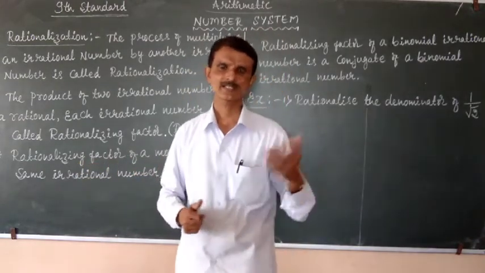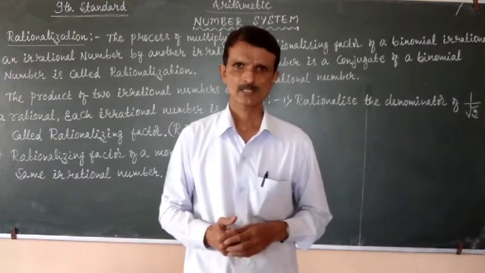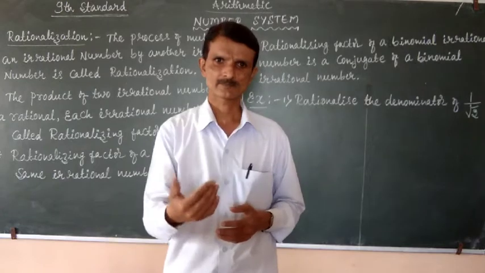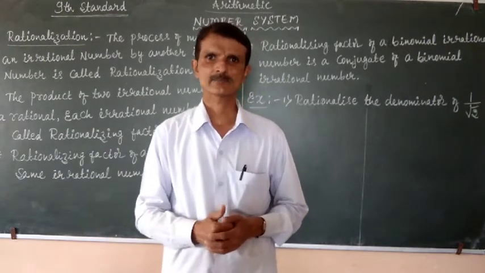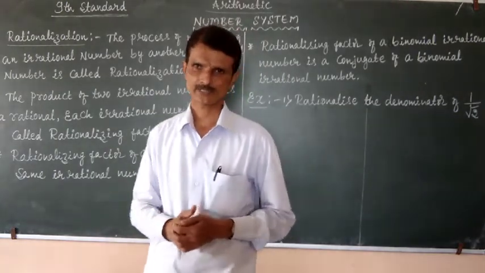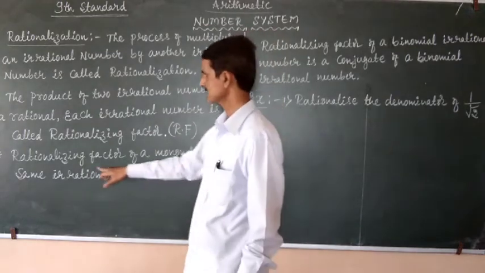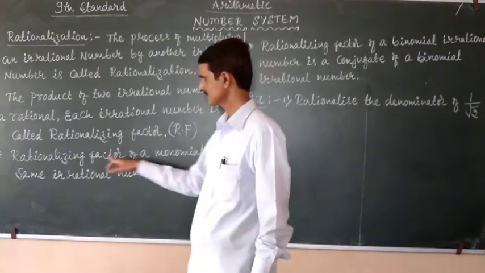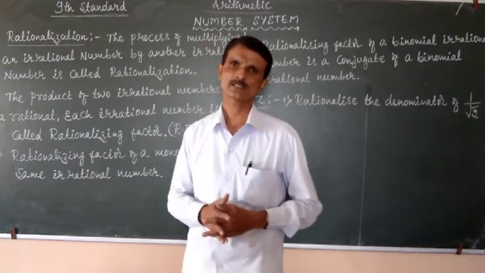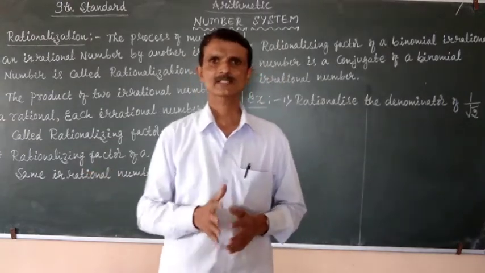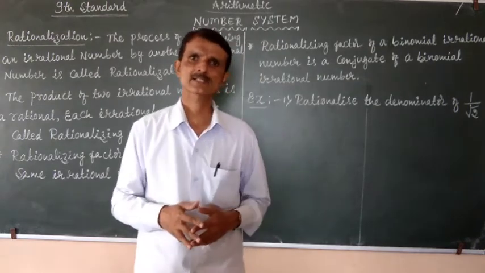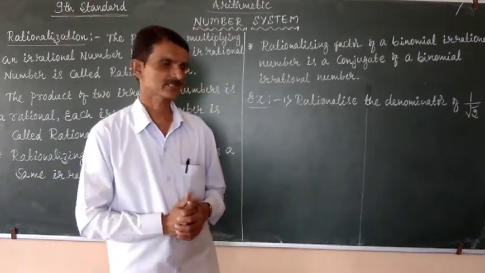The next point we have to remember is the rationalizing factor of a monomial. We have already seen this in the previous problems, where we simplified monomial irrational numbers and binomial irrational numbers. The rationalizing factor of a monomial irrational number is the same irrational number.